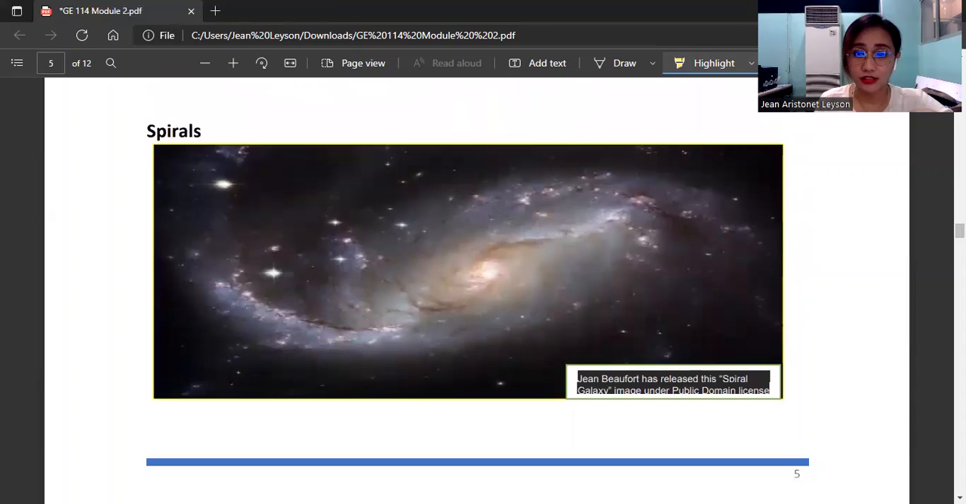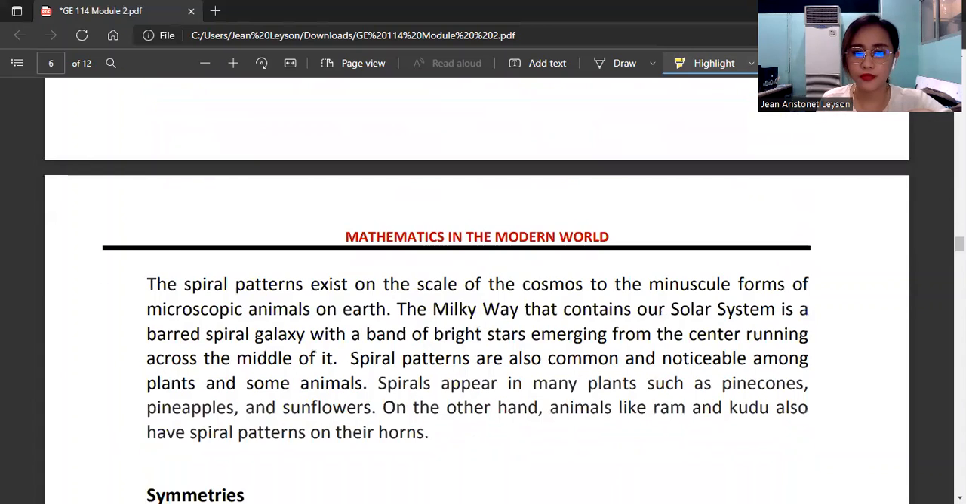Next, we have spirals. Spirals are in this form. This is an image of a spiral galaxy. So again, it's in that form. The spiral patterns exist on the scale of the cosmos, meaning even on a universal scale we can see patterns, to the minuscule forms of microscopic animals on Earth.